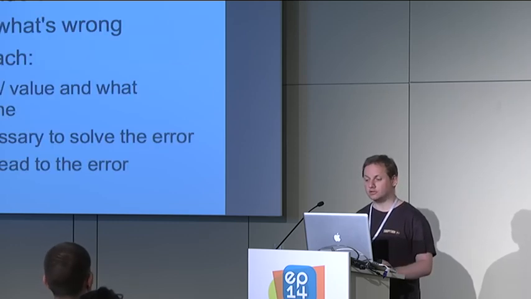So the solution-oriented approach to error messages is that they describe the actual state and value and the one that would have been expected. They describe the actions necessary to solve the error, and they describe the actions that led to an error to provide context where the error comes from. So how does it look in terms of code?